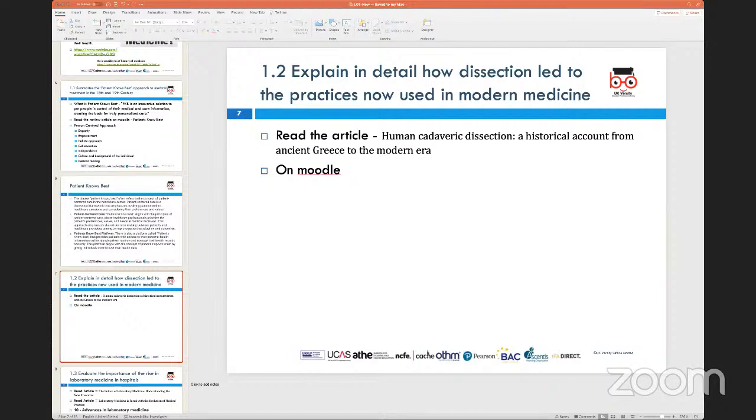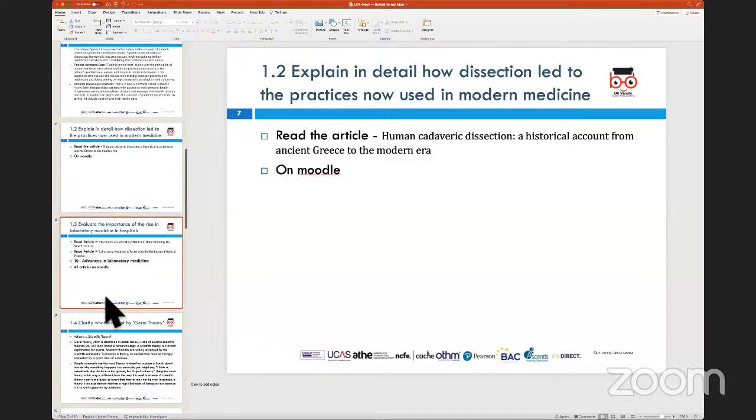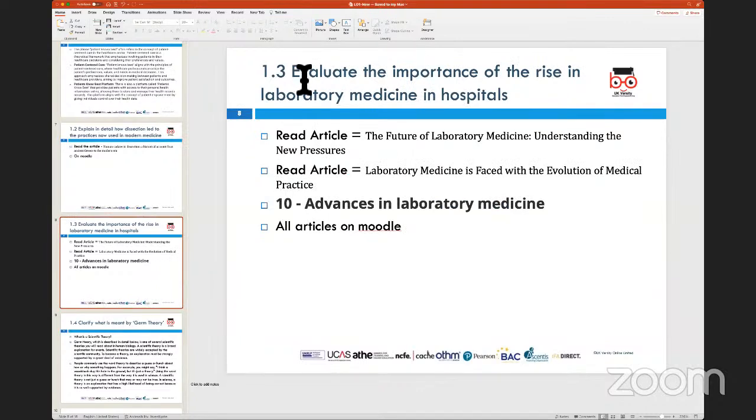No. Okay. Let's go to the third assessment criteria, which talks about evaluating the importance of the rise of laboratory medicine in hospitals. Now, when I look at laboratory, let's look at some of the key meanings of the words first. So what is a laboratory? Anybody, any idea what the word laboratory means? It's a place where experiments are carried out. That's correct. Very well said.